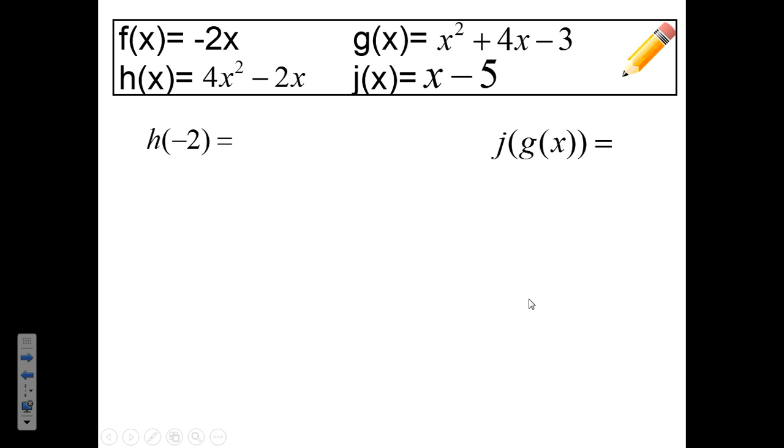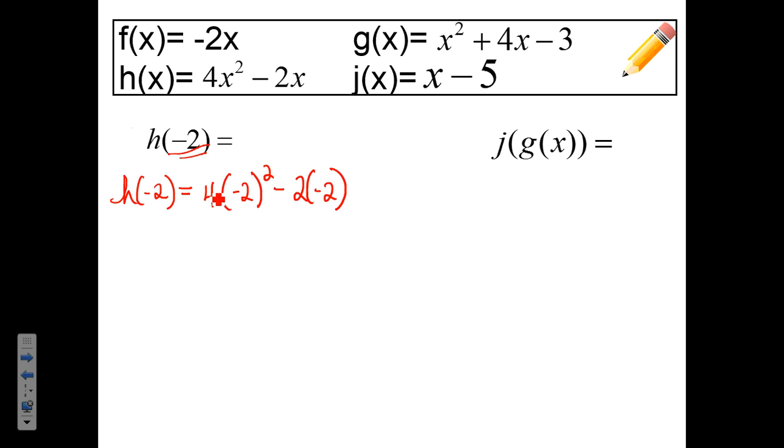Okay, let's go on to the next slide. This time it's asking me to perform the operation h of negative 2. So it's asking me to go to the function h, and everywhere I see an x, I'm going to input my negative 2. This is what we did yesterday, this exact kind of problem. This one's just evaluating, okay? So I'm going to go to h of negative 2. Everywhere I see an x, I'm going to plug in a negative 2 using my parentheses.